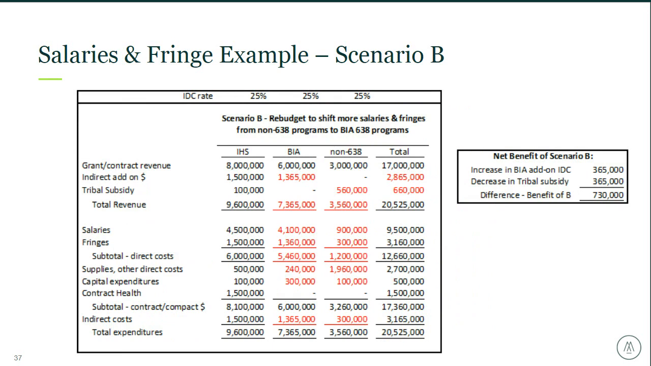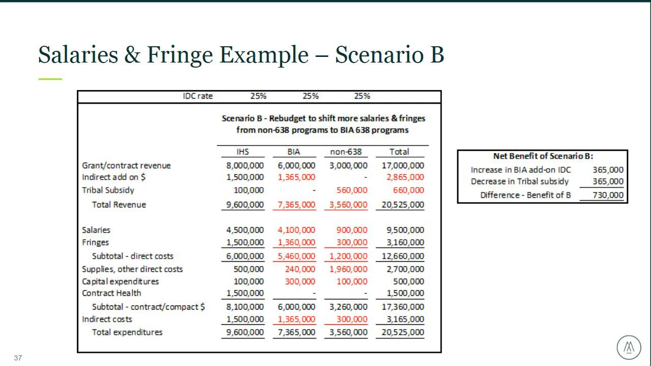So on the right here, I get to that net benefit scenario. In this scenario, I have increased add-on funding from BIA because I increased the direct cost base for BIA, and I decreased tribal subsidies. So the net benefit to the tribe is $730,000.